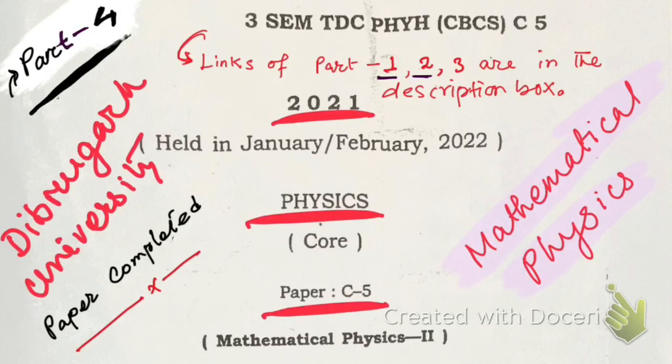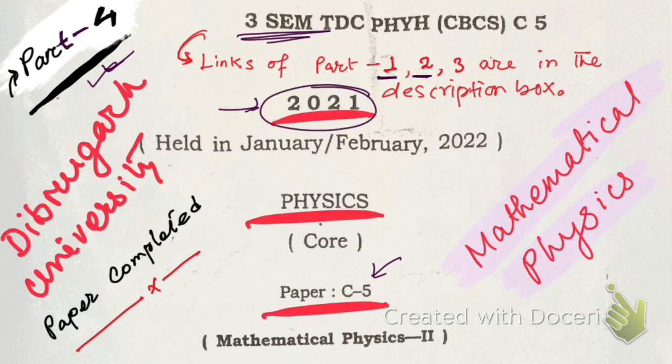Hello friends, welcome to the last part. This is part 4 of C5 paper solution, mathematical physics for 3rd SEM 2021 under Dibrugarh University. In this video this paper is going to be completed.